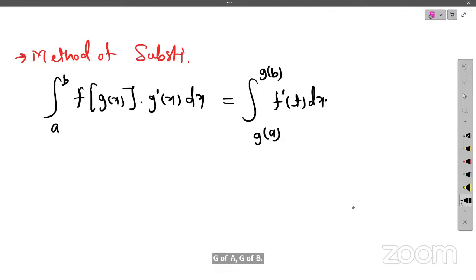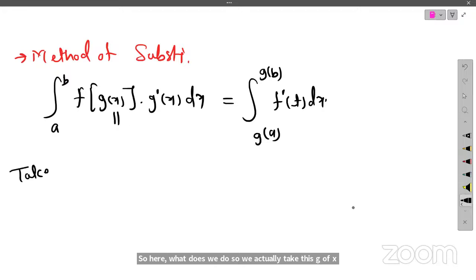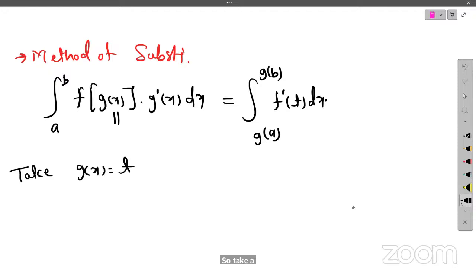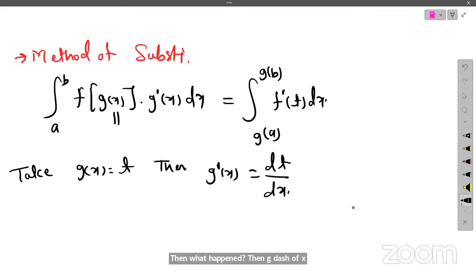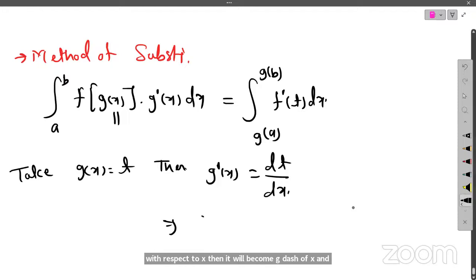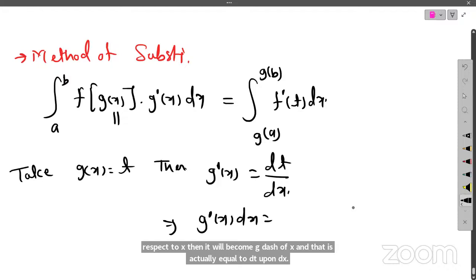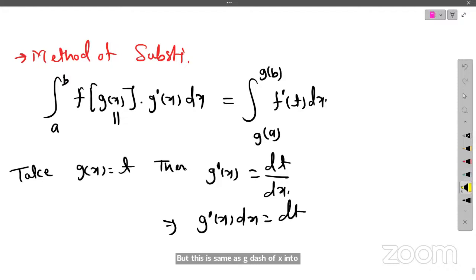Right. So here what do we do? We take g of x to be equal to t. Then g dash of x is equal to dt upon dx. Correct? Is that step clear? If you differentiate g with respect to x, it becomes g dash of x, and that is equal to dt upon dx. But this is the same as g dash of x into dx is the same as dt. So this whole term, g dash of x dx, we can replace by dt.